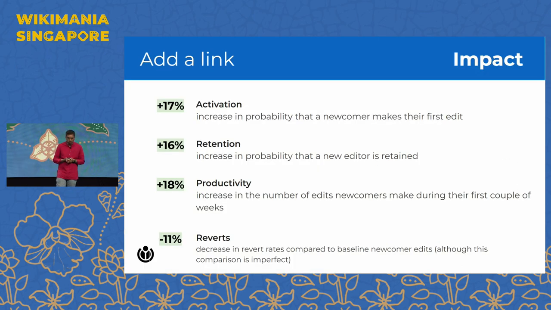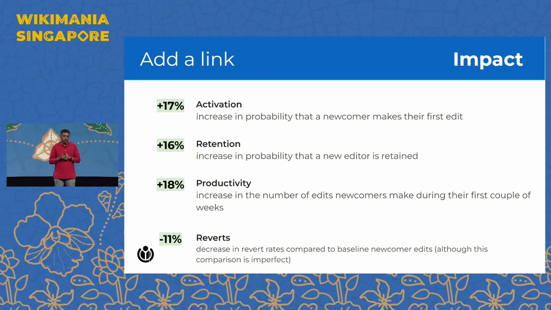The impact we are seeing with this kind of suggestion for newcomers is very positive. This is a rough estimate of our impact so far. We are seeing a 17% increase in activation. It's the probability that the newcomer makes their first edit rather than just registering and not doing any edits at all. Secondly, we are seeing 16% progress in retention, meaning the newcomer is retained. They continue to edit in that Wikipedia. And then productivity, that they increase the number of edits newcomers make during their first couple of weeks. These are all rough estimates. It's slightly difficult to calculate how it is working.